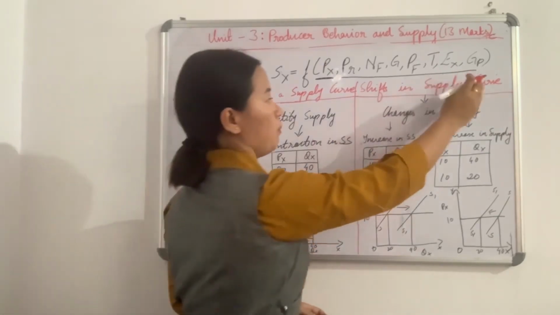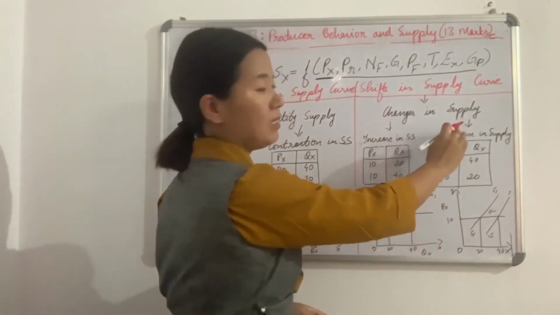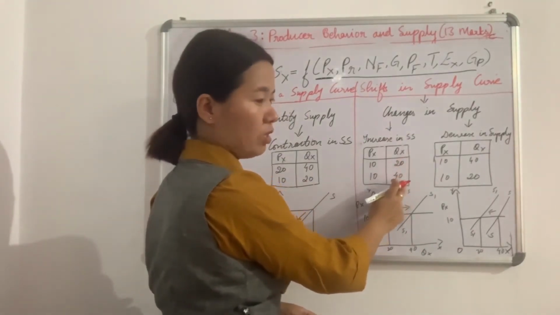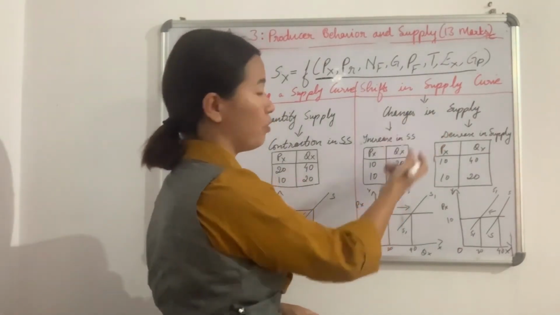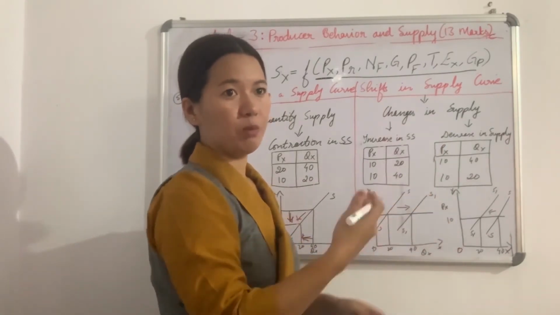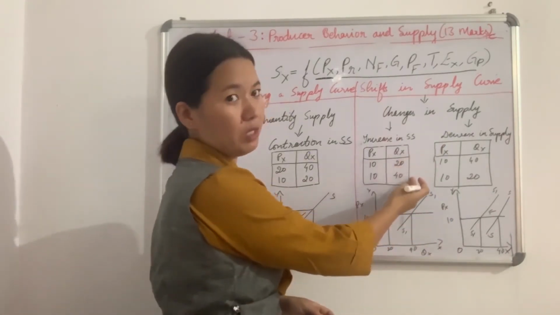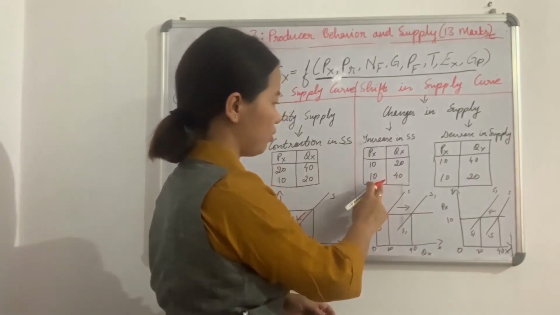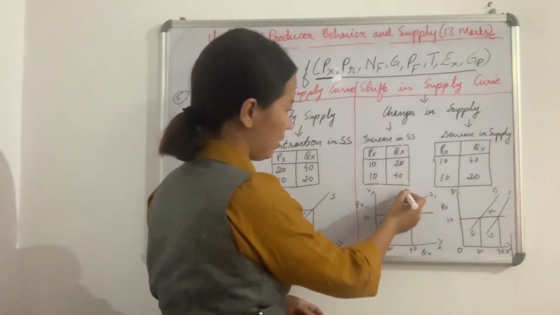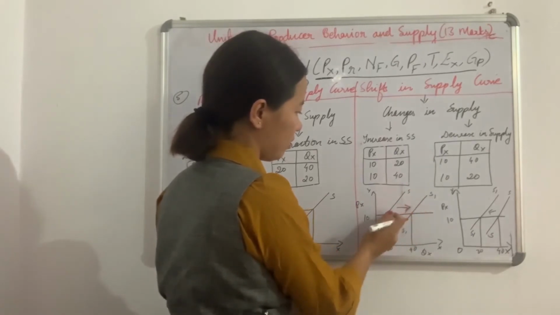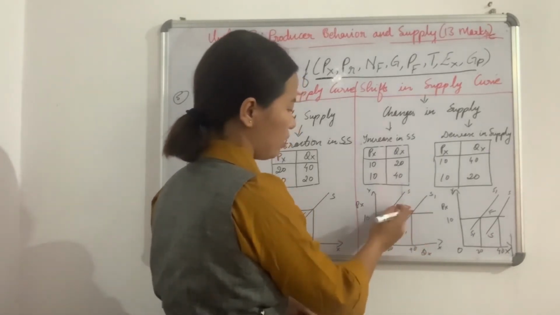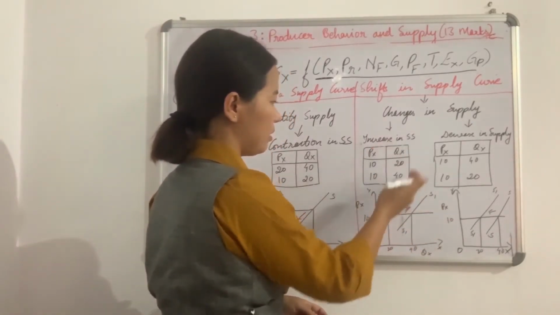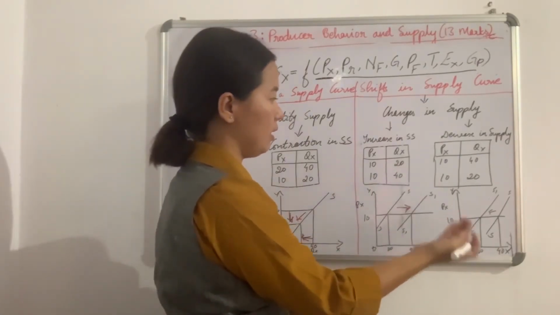Whereas in shifts in the supply curve, we have increase in supply and decrease in supply. Here, the increase in supply, that is from 20 units to 40 units, is due to other factors. For example, the number of firms. If the number of firms increases, then the supply would also increase. But here the price of the commodity remains constant. So from the diagram, we can see that the supply curve shifts towards the right, from 20 units to 40 units, at the same price. So the increase in supply is caused by an increase in other factors.